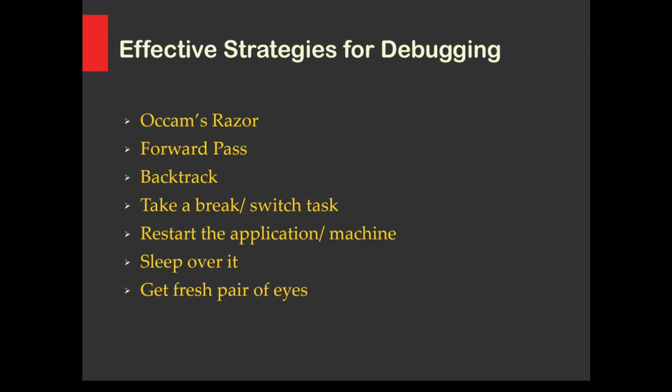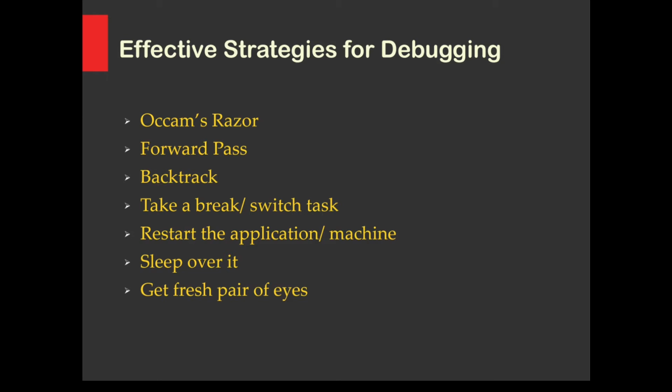The second strategy is forward pass. In this approach, I run the application from the very first step and look at the detailed logs for each step. Logs are helpful in narrowing down the scope of the problem and can often pinpoint the exact reasons. If you have not enabled logging yet, now would be a good time.